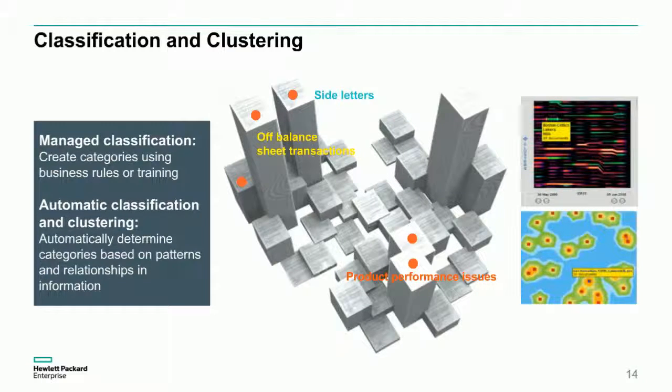We can also use managed classification in IDLE to create categories using business rules or training, where incoming documents will be matched to a given category if they match one of the rules we've established, or if we previously trained the system by telling it what a category looks like, and the system then determines that the incoming document matches that category. With clustering, on the other hand, IDLE can group observations into meaningful groups.